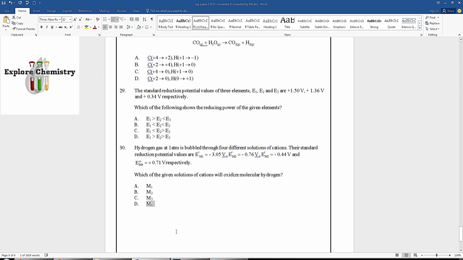If it will react with hydrogen, hydrogen is having 0 reduction potential, it will undergo oxidation and this species will undergo reduction.